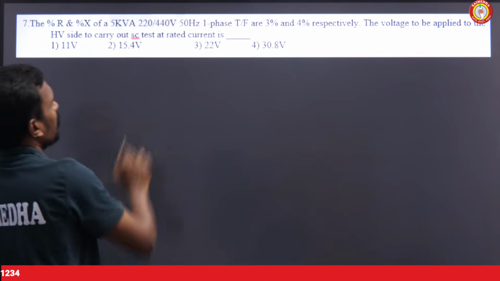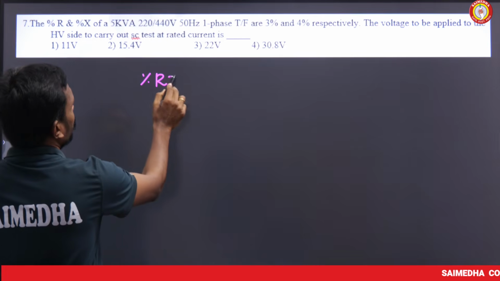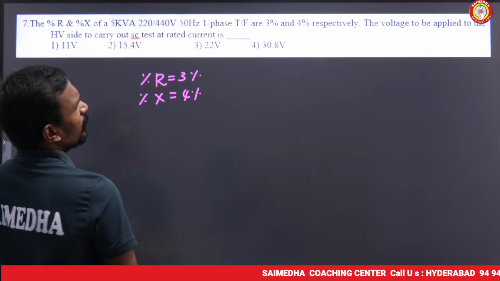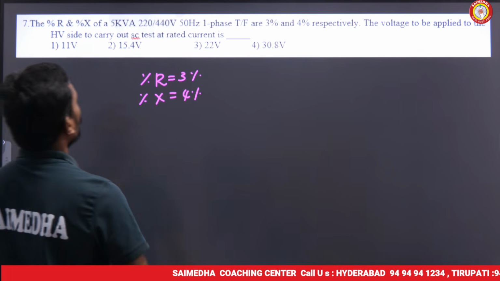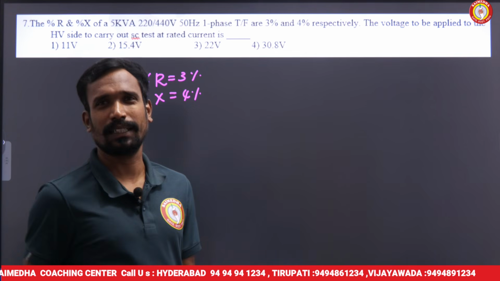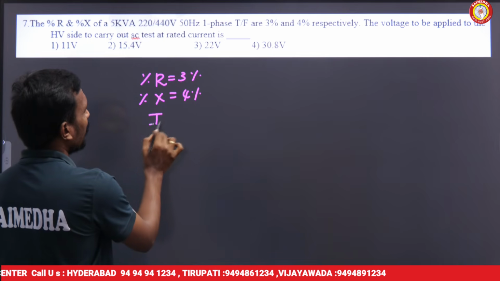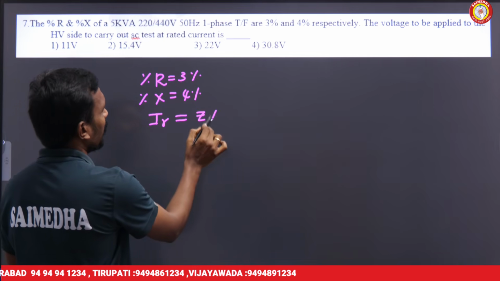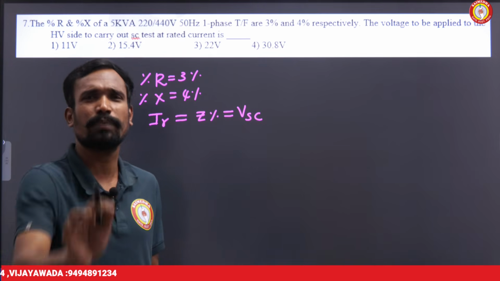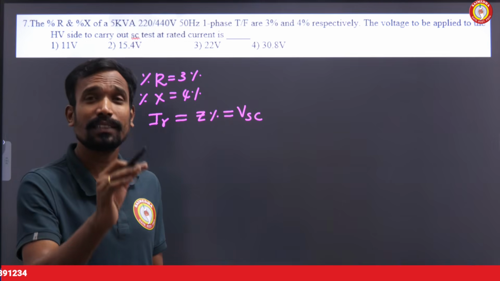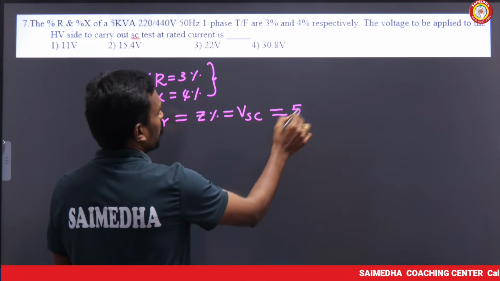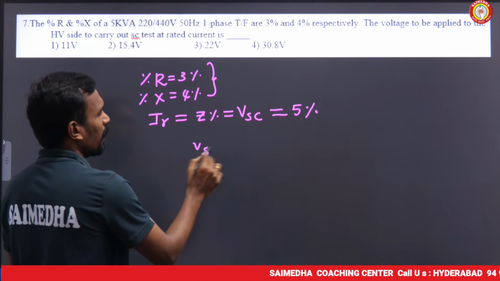Next, per unit resistance and per unit reactance are given: per unit resistance 3%, per unit reactance 4% respectively. The voltage applied to the HV side to carry out the short circuit test at rated current. Again and again these questions are repeating. To circulate rated current, the short circuit voltage, the applied voltage, should be equal to the percentage impedance of HV. So what is the percentage impedance here? 3 square plus 4 square, you will get 5 square, 5%.